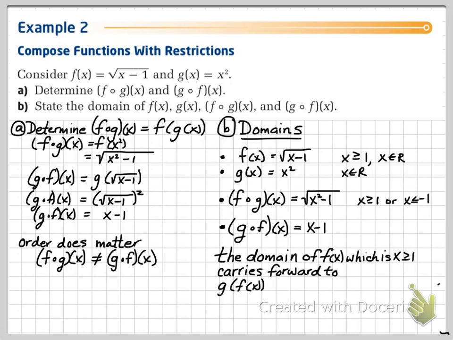However, for g of f of x, the domain of f of x carries forward to g of f of x. So the domain of f of x, which is x greater than or equal to 1, carries into g of f of x. Therefore, in the end, we have to say that g of f of x is only going to be available for x greater than or equal to 1. That's a restriction carried forward.